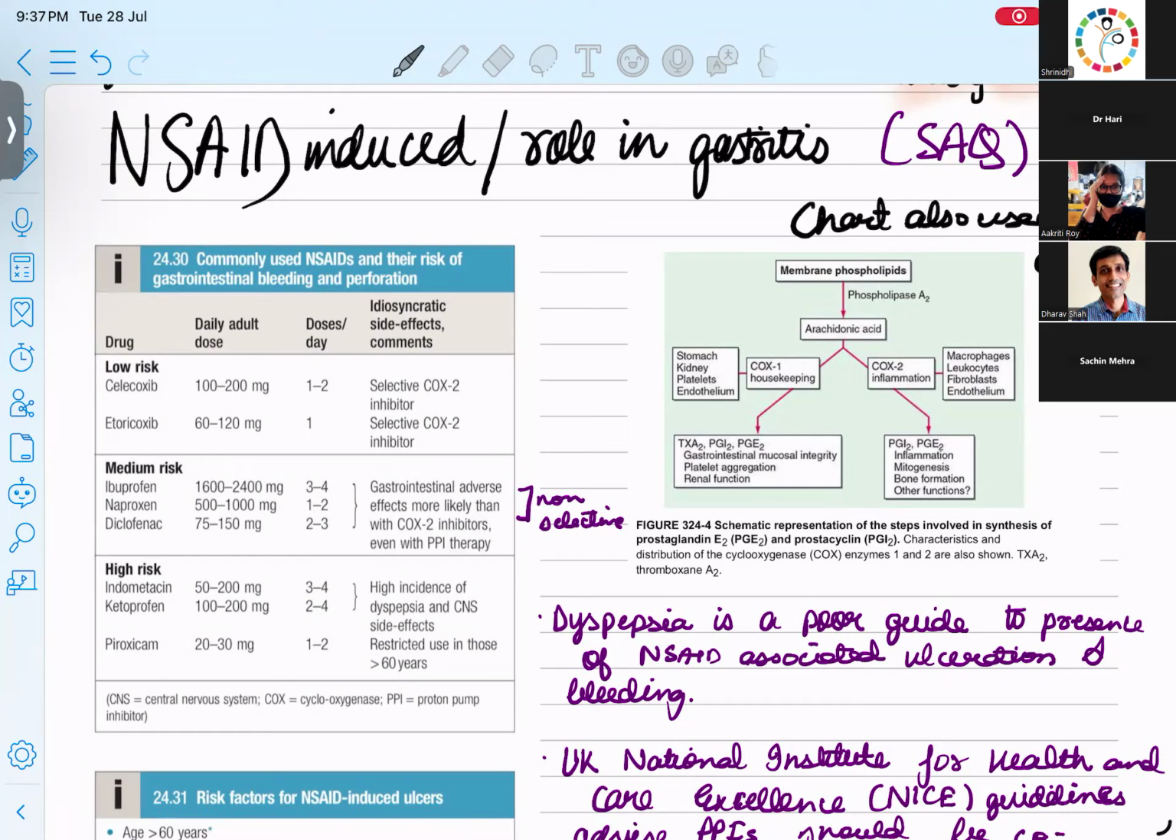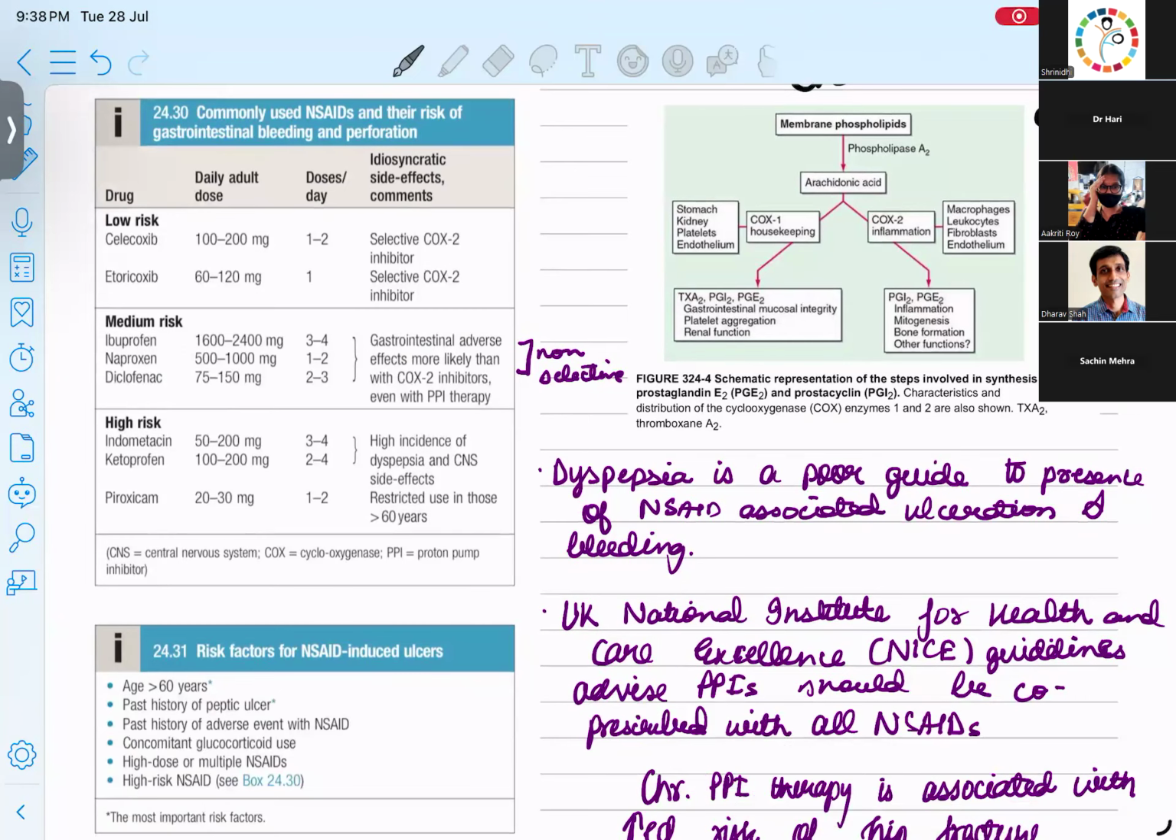The most common medicines, ibuprofen, naproxen, and diclofenac, have medium risk in causing gastrointestinal bleeding, and they are non-selective COX inhibitors. So gastrointestinal adverse effects are more likely even with PPI therapy. And high risk: indomethacin, ketoprofen, and piroxicam have high incidence, high risk of causing dyspepsia and CNS side effects.